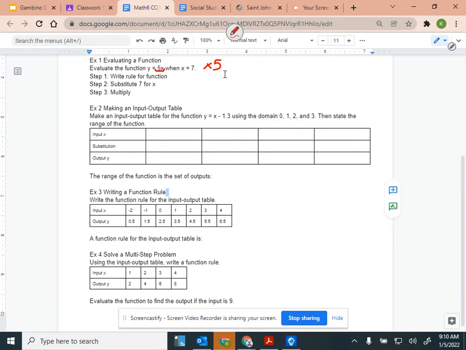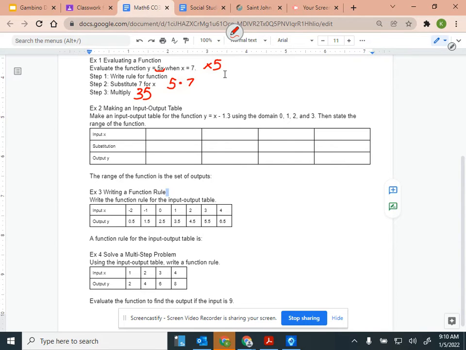And then it says when x is 7. So our rule for the function is we're multiplying by 5. We're going to substitute 7 for x. So it becomes 5 times 7. And we're going to multiply it, and we get 35. So that's how you evaluate your function. You figure out the rule, multiply by 5. What are we multiplying by 5? We're going to x, and we're saying x is 7. So it's 5 times 7.